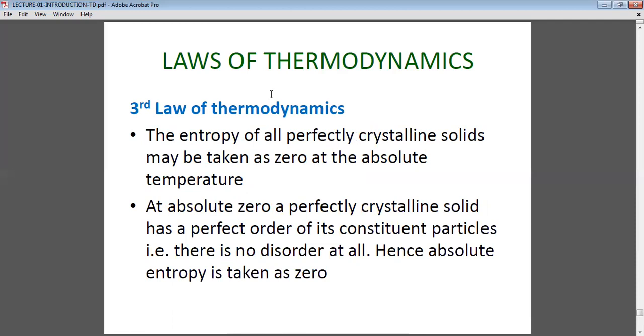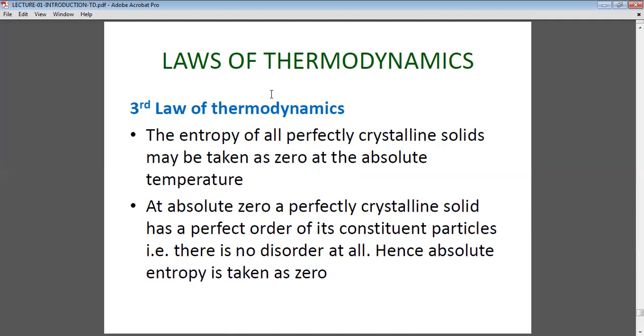Coming to the third law of thermodynamics, the entropies of all perfectly crystalline solids may be taken as zero at the absolute temperature. That means if you take perfectly crystalline solids at absolute temperature, the entropy of all the systems at that particular temperature is taken as zero.